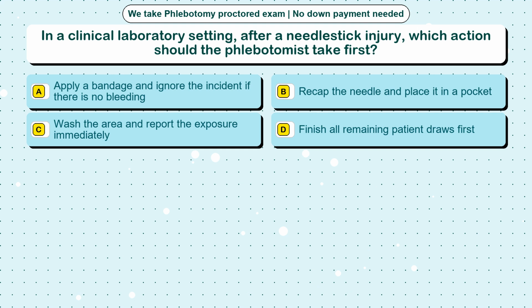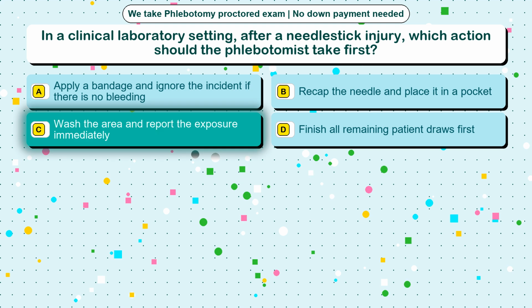Question 64. In a clinical laboratory setting, after a needle stick injury, which action should the phlebotomist take first? Option A, apply a bandage and ignore the incident if there is no bleeding. Option B, recap the needle and place it in a pocket. Option C, wash the area and report the exposure immediately. Option D, finish all remaining patient draws first. The correct answer is option C, wash the area and report the exposure immediately.